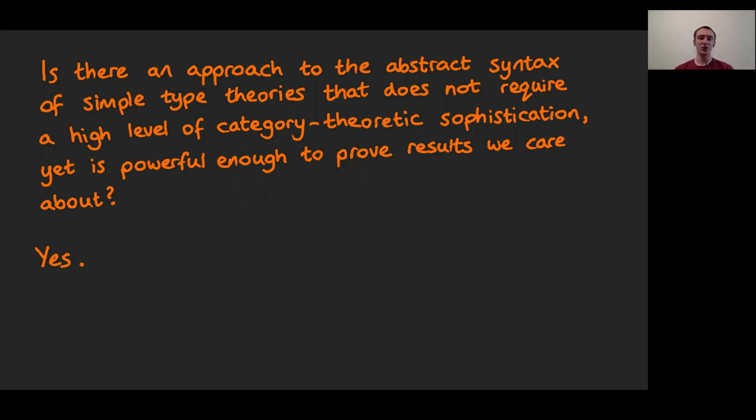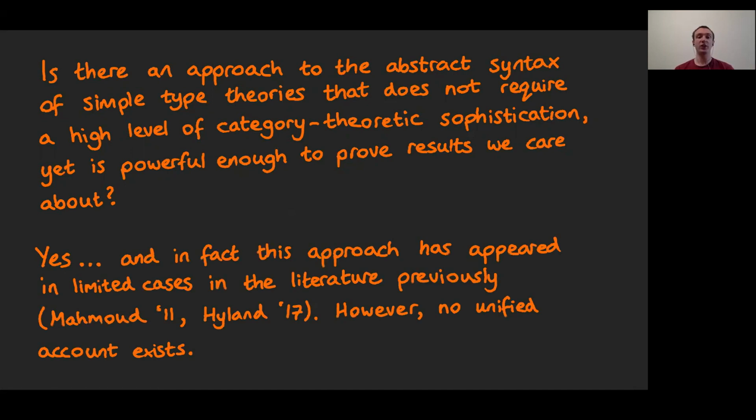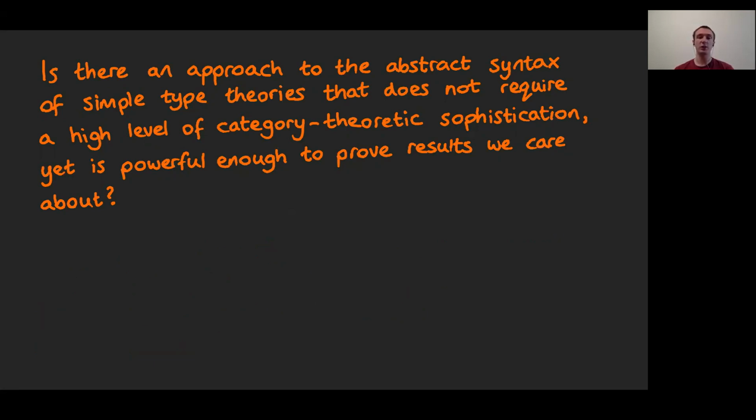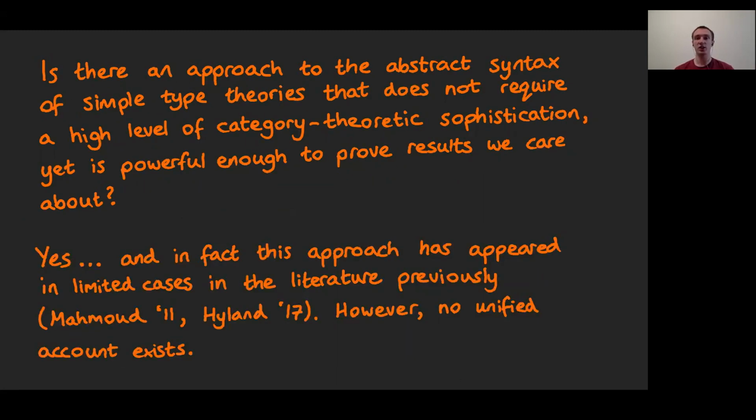And it turns out the answer is yes, unsurprisingly, otherwise I wouldn't be giving the talk. But in actual fact, the approach that we're going to propose has already been used in the literature. So I think the first occurrence was in a thesis of Mahmoud in 2011, where she showed that the sigma monoids from the previous slide are equivalent to a certain class of abstract clones with algebraic structure. And also Hyland in 2017 used abstract clones with algebraic structure to capture the unitype lambda-calculus and prove various properties.